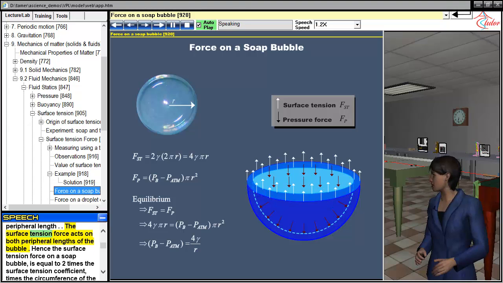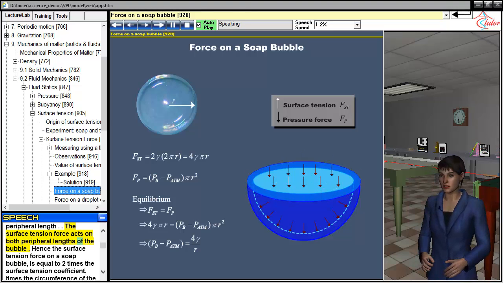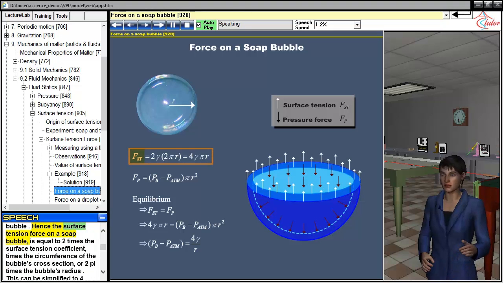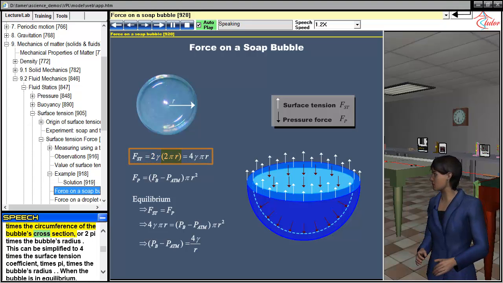The surface tension force acts on both peripheral lengths of the bubble. Hence the surface tension force on a soap bubble is equal to 2 times the surface tension coefficient times the circumference of the bubble's cross-section, or 2 pi times the bubble's radius. This can be simplified to 4 times the surface tension coefficient times pi times the bubble's radius.